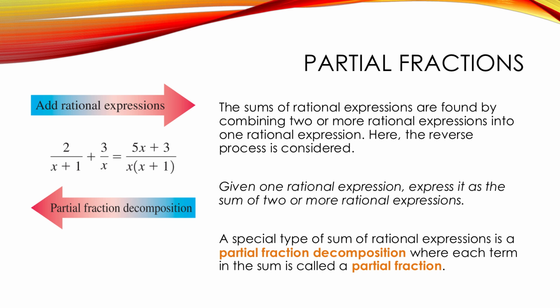Well, we know the sums of rational expressions are found by combining two or more rational expressions into a single rational expression. So what partial fraction decomposition does is it decomposes that singular rational expression into the sum of all of its components. So given one rational expression, we want to express it as the sum of two or more rational expressions. We call this special type of sum a partial fraction decomposition, where each term in the sum is called a partial fraction.